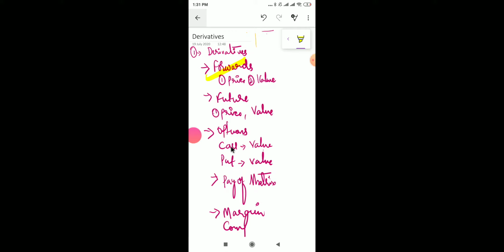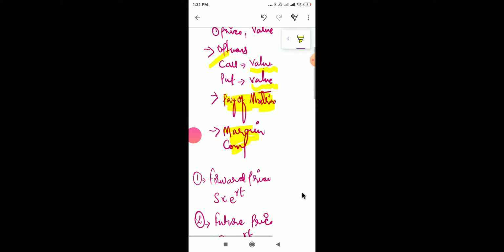Thirdly, we need to understand what is an option. Under options, we have two concepts, that is the call option and the put option. Under the call option, we need to work out how to value the call option, and under the put option, how to value the put option. The fourth concept is the payoff metrics. The fifth concept is the margin money. Now we will understand all these things one by one.